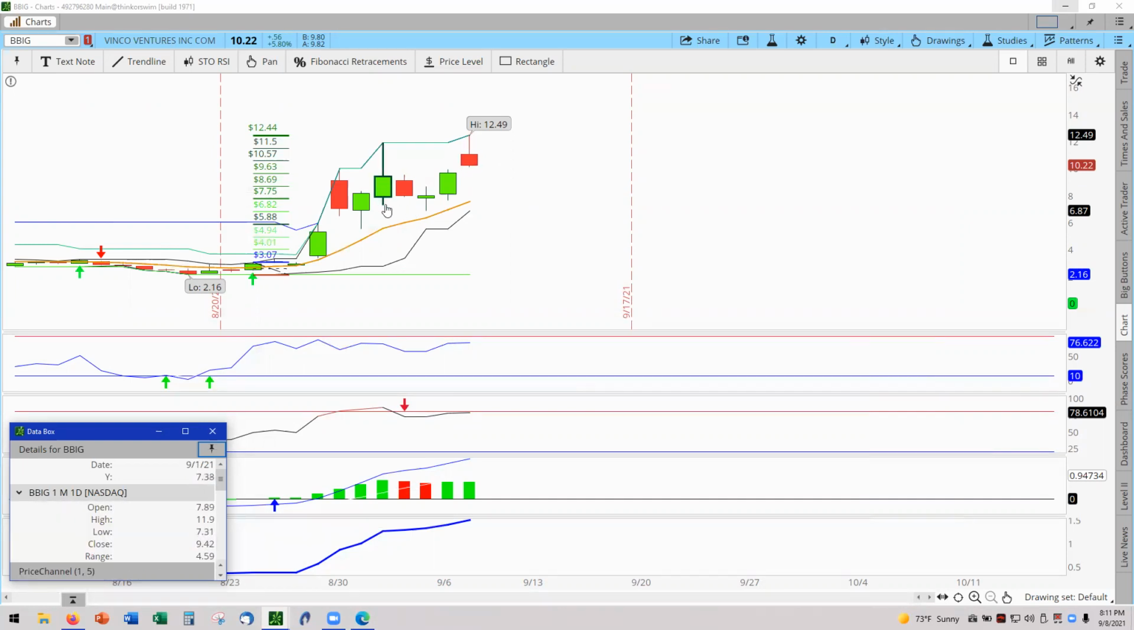Now here we didn't have a true shooting star, but got very close, and you can see what happened to price thereafter. It just hobbled along and then tried to make another attempt at the high.